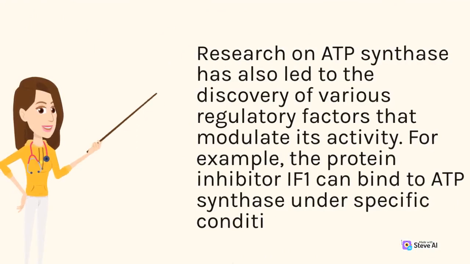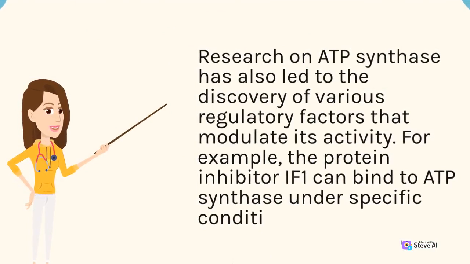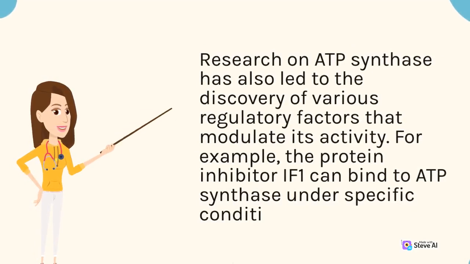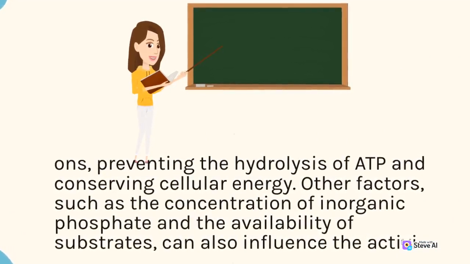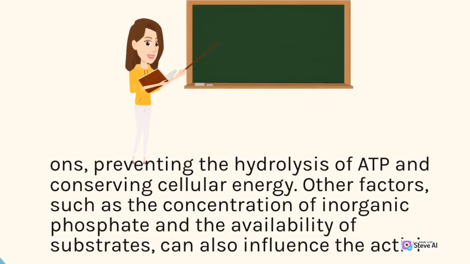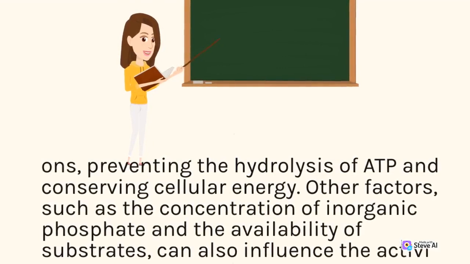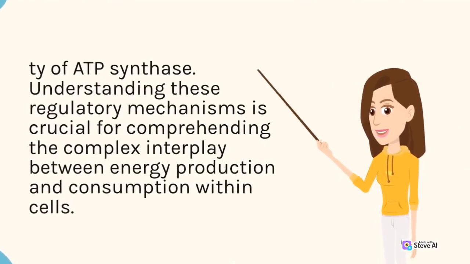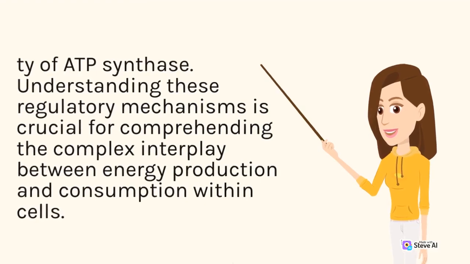Research on ATP synthase has also led to the discovery of various regulatory factors that modulate its activity. For example, the protein inhibitor IF1 can bind to ATP synthase under specific conditions, preventing the hydrolysis of ATP and conserving cellular energy. Other factors, such as the concentration of inorganic phosphate and the availability of substrates, can also influence the activity of ATP synthase. Understanding these regulatory mechanisms is crucial for comprehending the complex interplay between energy production and consumption within cells.